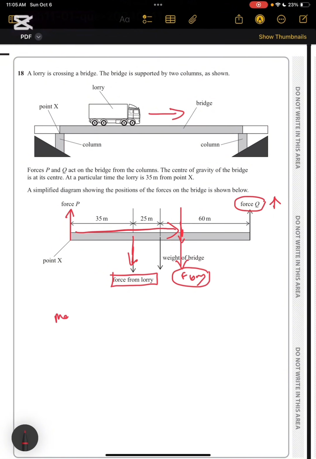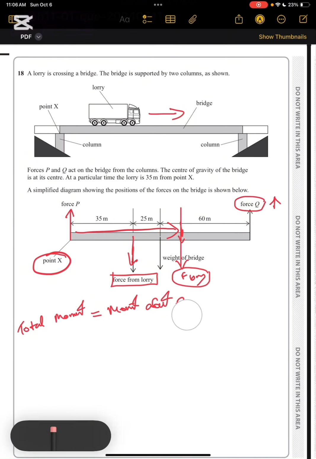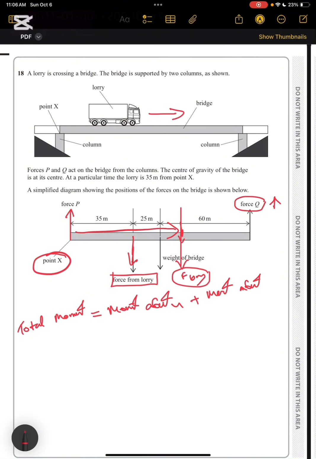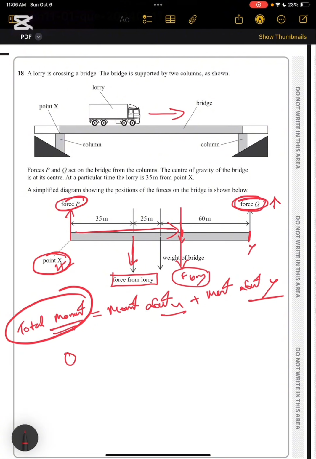So we know the total moment is equal to the moment about X plus the moment about this position, which can be regarded as Y, because force Q can be regarded as Y and P can be regarded as X. So the total moment is equal to moment X plus moment Y, and we all know the total moment will be equal to 0, as they are in equilibrium. The total moment will be 0.